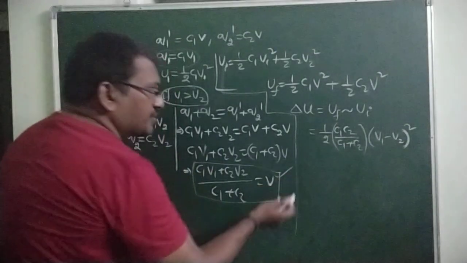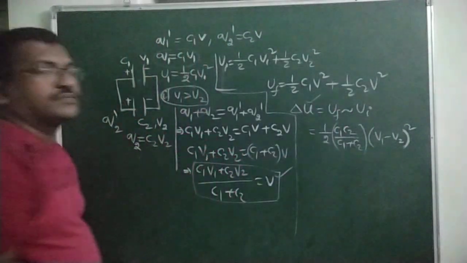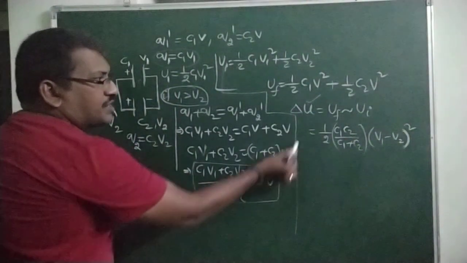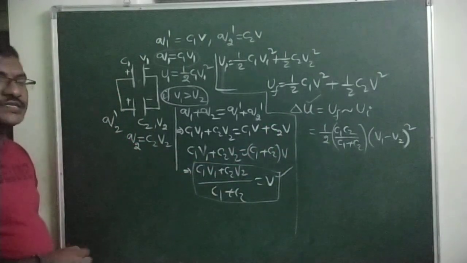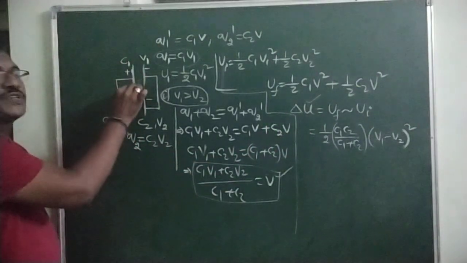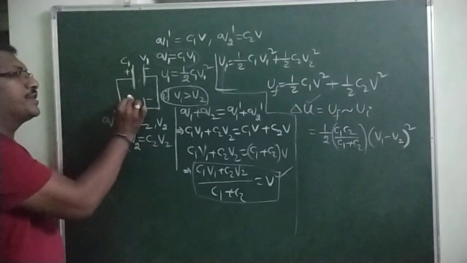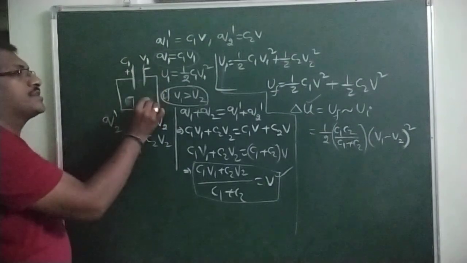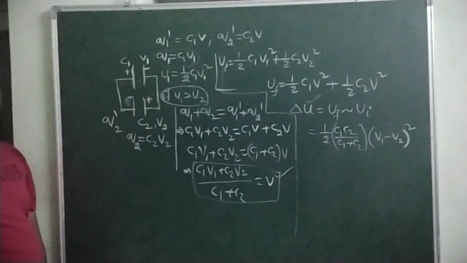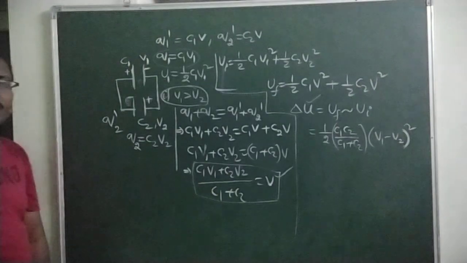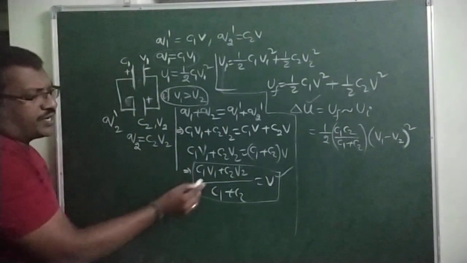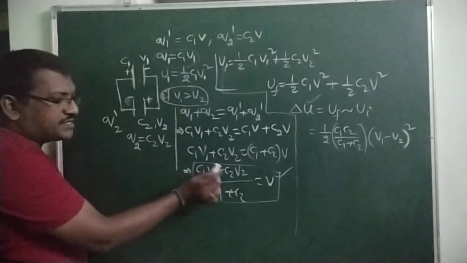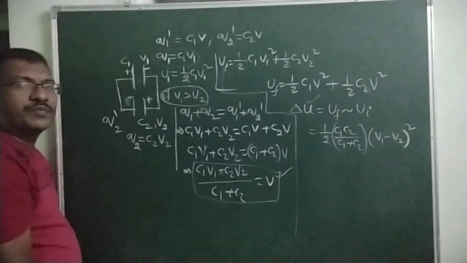What is the common potential and what is the loss of energy? It is very important for the NEET concept. So, common potential and loss of energy. For example, here the positive plate of the first capacitor is connected to the negative plate of the second capacitor, and the negative plate of the first capacitor is connected to the positive plate of the second capacitor. In that situation, same concept, but you get minus C1 V1 minus C2 V2. That is the common potential.